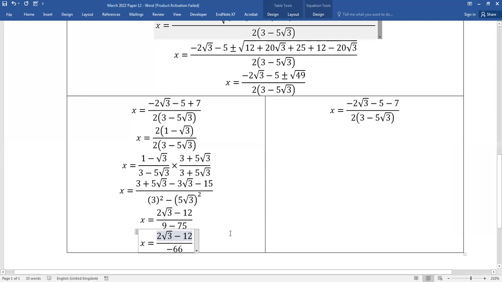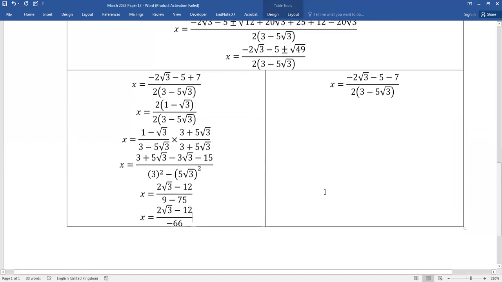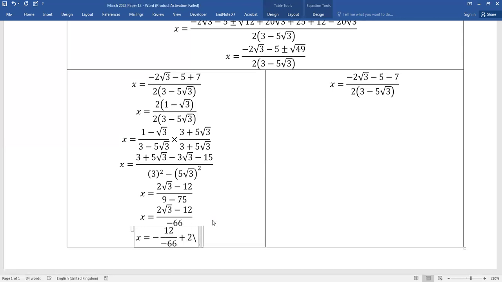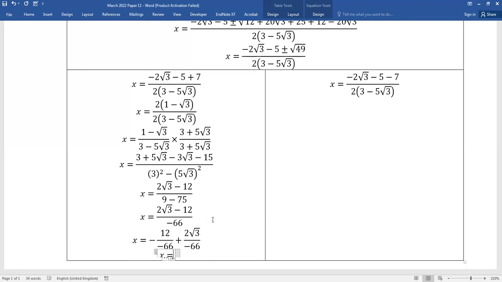So we can divide everything by 2. So what do we get? Under root 3 upon negative 33. अलग-अलग करके लिखते हैं because that is how the question wanted us. The minus 12 over minus 66 plus 2 square root of 3 over minus 66. So why don't we simplify? 2 6 से करते हैं: 2 over 11 minus square root of 3 over 33.